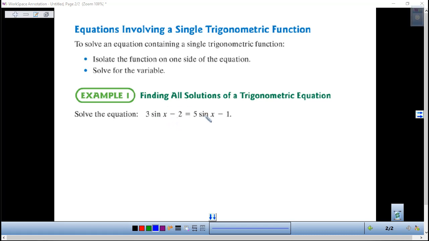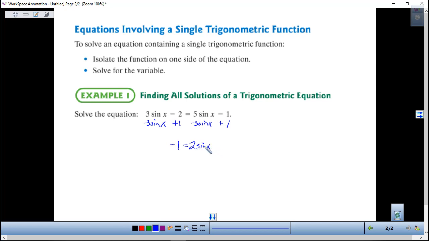So I'm going to move the 3 sine x over here. I'm going to subtract 3 sine x from both sides, and I'm going to add 1 to both sides to get rid of this 1. So 3 sine x minus 3 sine x goes away over here. -2 plus 1 gives me -1. 5 sine x minus 3 sine x gives me 2 sine x. And -1 plus 1 gives me 0. So now I've got 1 sine x on the right side. Doesn't matter if it's right or left.